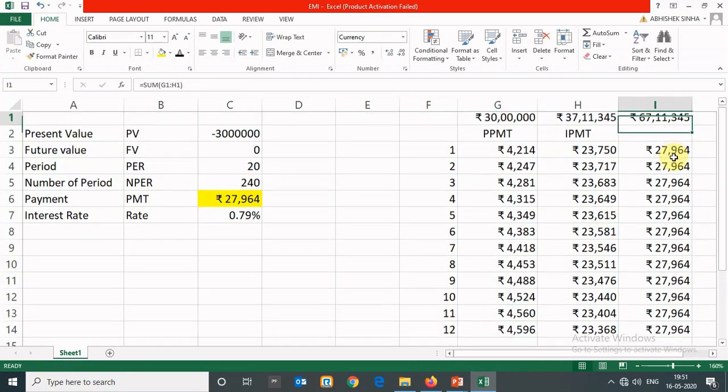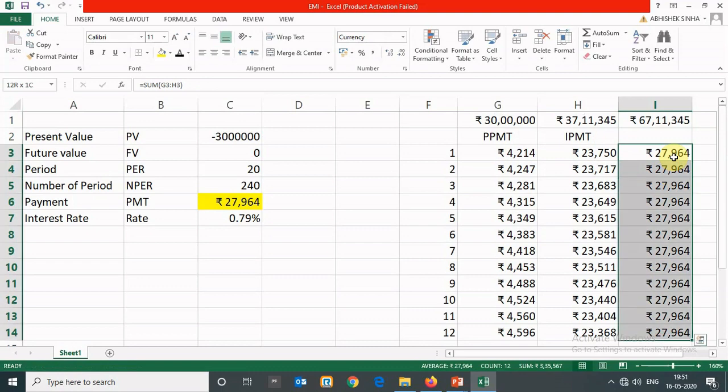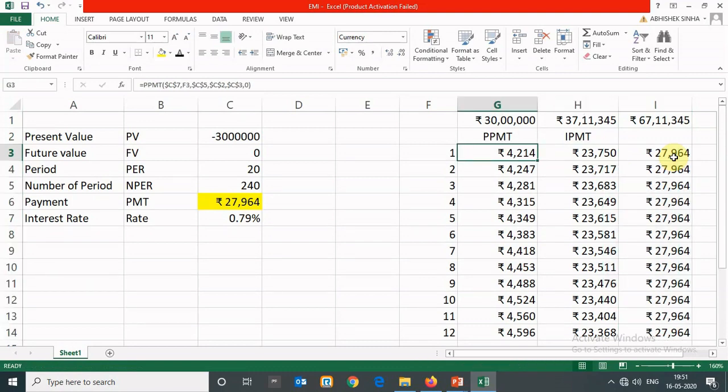then we can find that the EMI is the same in all the periods, but the principal payment is increasing every month. Okay, here in the first month the principal payment is 4214, in the last month 4596, and it's obvious because as we pay the EMI our outstanding amount gets reduced, so less interest portion will go and more principal will be paid.